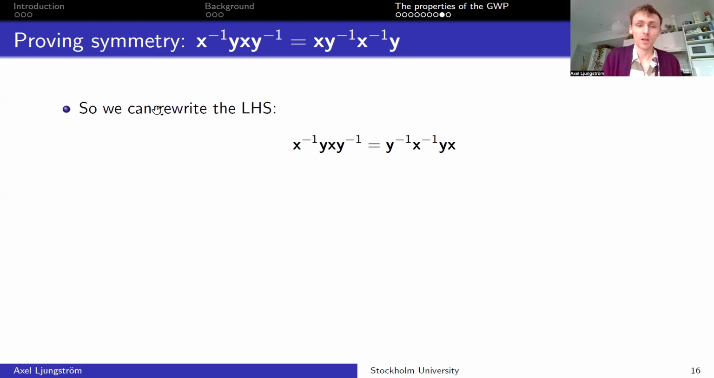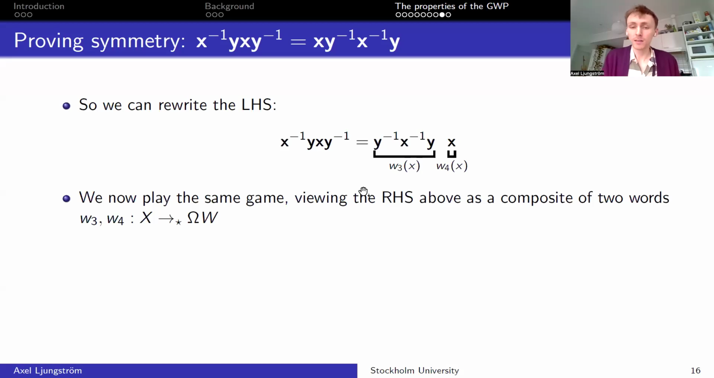So we can rewrite the left-hand side, which was this, by just swapping the first three guys with the last guy. And then we play the exact same game again. Now we group these three guys together and this guy together. And we view these as words now indexed by x. And again, these will be pointed functions of this form. And again, x will be a suspension.